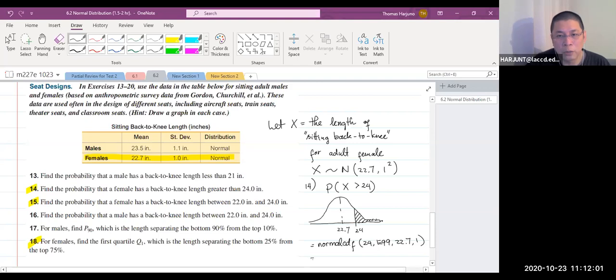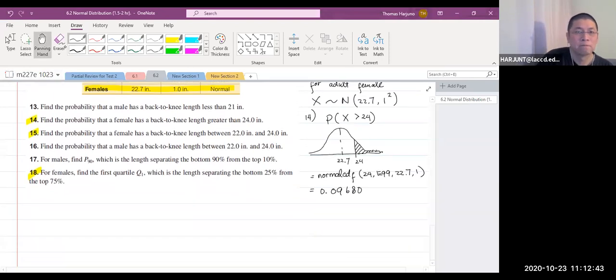Again, you use your calculator to compute this. 24, E99, 22.7, 1. That will be 0.09680. That's for number 14. Number 15. Find the probability that a female has a back to knee length between 22 inches to 24 inches.